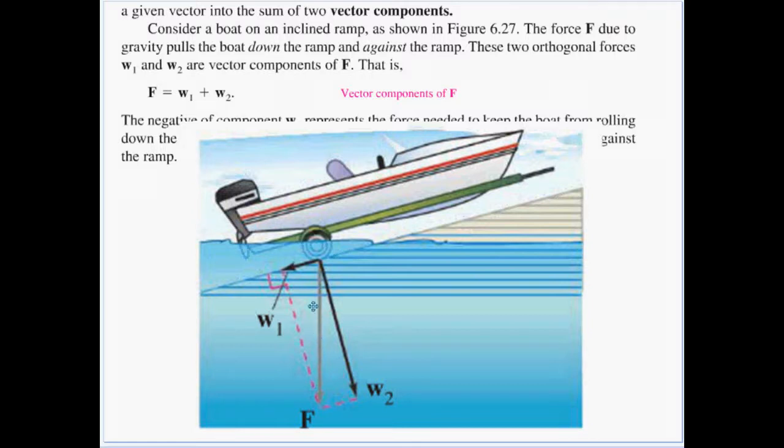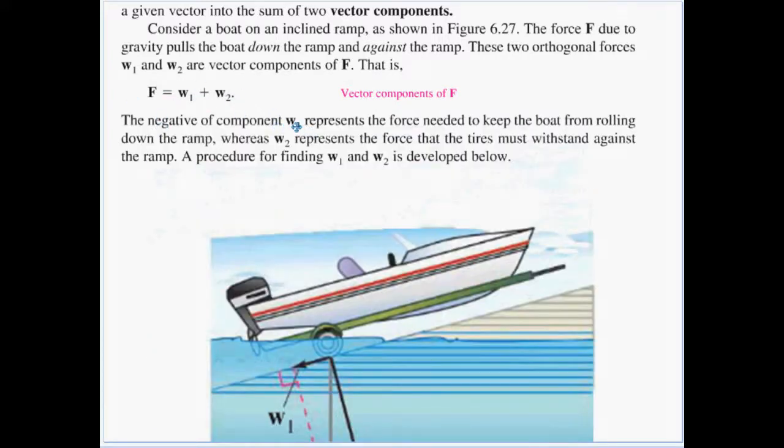This has two effects on the boat. It pulls us down the ramp, and it also pushes us against the ramp, the gravity of the boat, or the weight of the boat. These two orthogonal forces are W1 and W2. These two components are vector components of vector F. That is, vector F is made by adding these two components together.